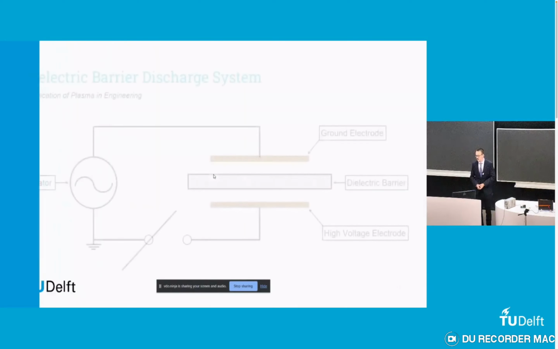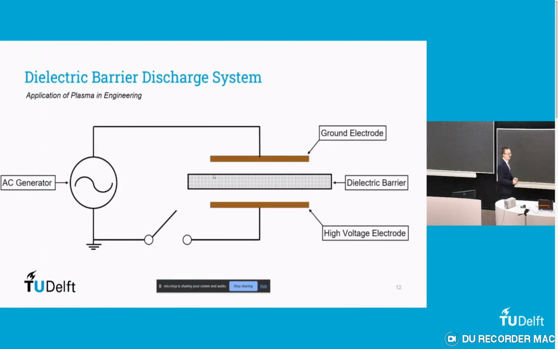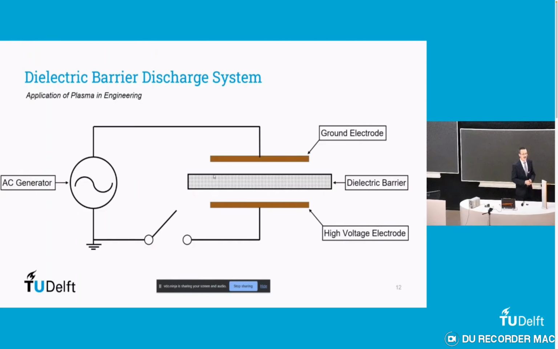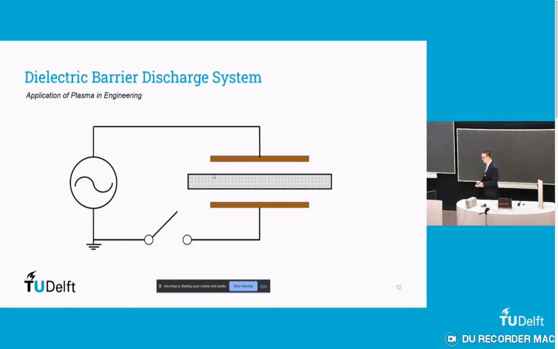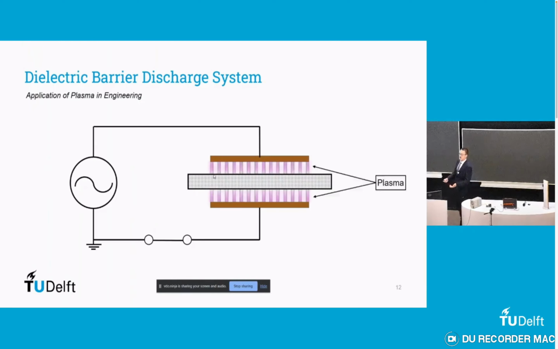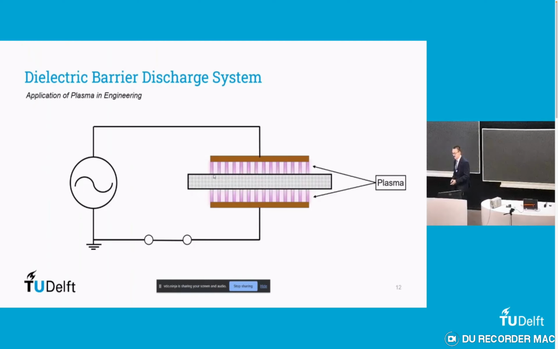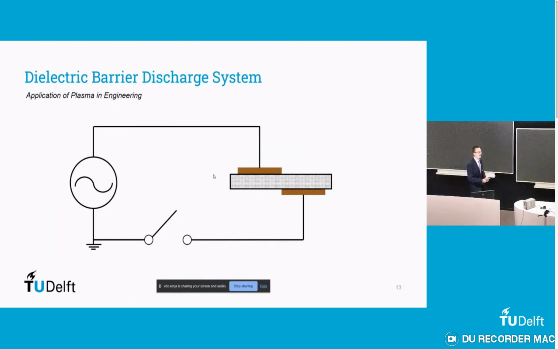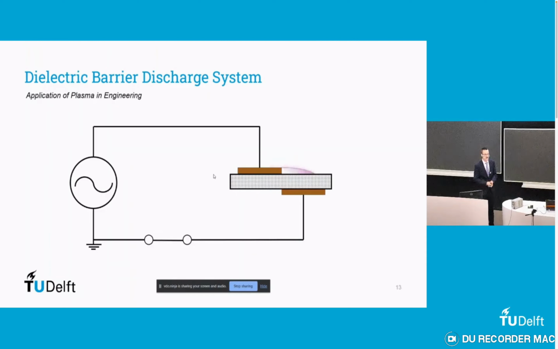Well, let's look at a simplified electrical circuit. So we have, for example, a high voltage alternating current generator, and in that circuit as well, we have two electrodes with a dielectric barrier between. And when we close the switch, we create plasma. So let's modify the circuit slightly. Let's have it in this form, which is a more compact form, however the principle remains the same. And now we close the switch and we create plasma like this.